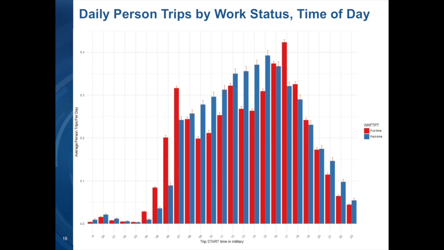Now this is what's so impressive. I'm going down to the trip level for this. So this is daily person trips by work status, trip time of day. The pattern's kind of obvious. The full-time workers obviously travel a lot more around those peak rush hour times. And see, those part-time workers are pretty much more consistent. Okay.